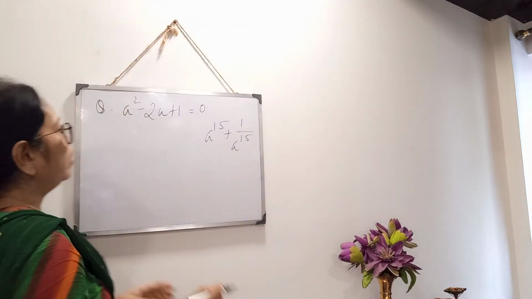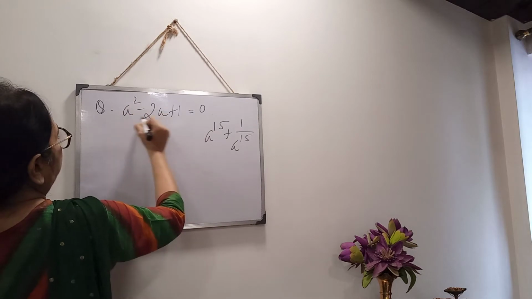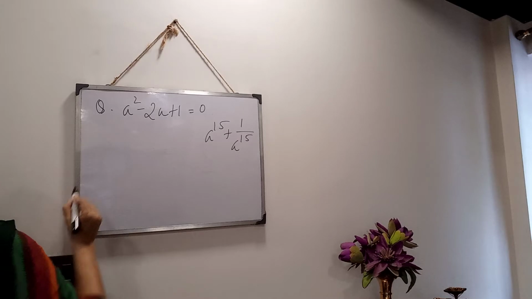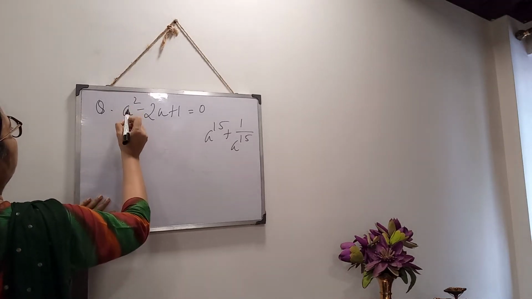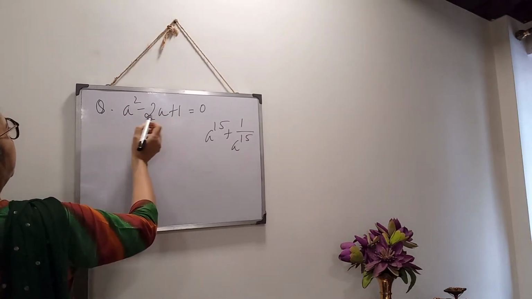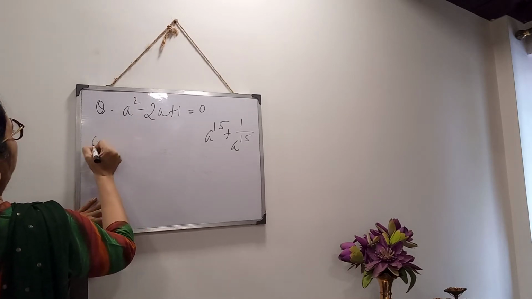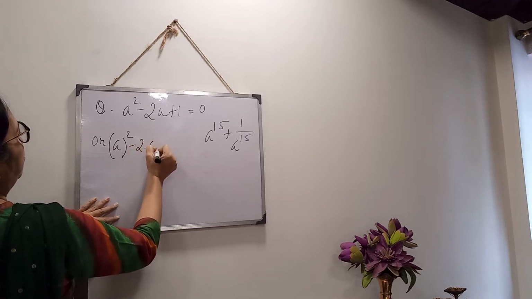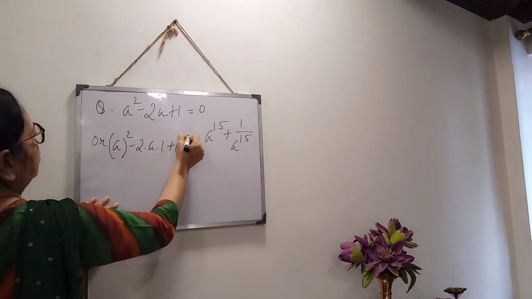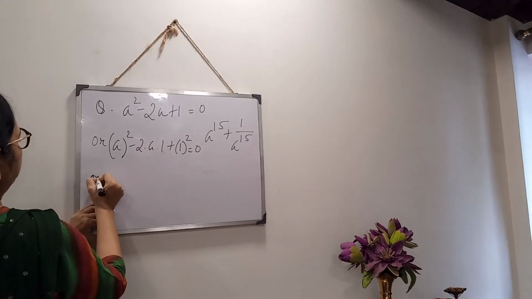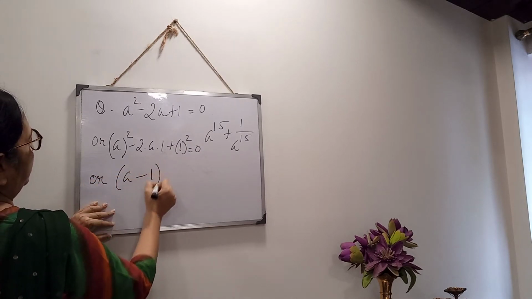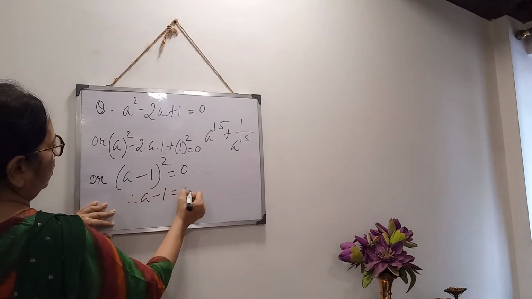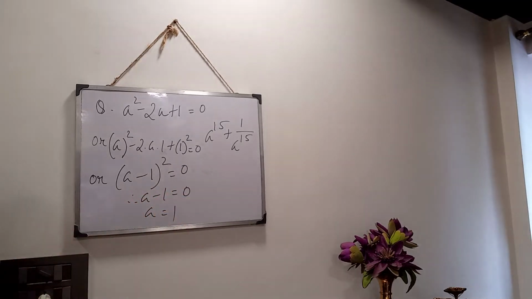So, what to do? From this equation, we have to find out the value of a. Now, you have noticed here it is in the form of a minus b whole square formula. How? We can write it in this form: a square minus 2 into a into 1 plus 1 square equals 0. That means a minus 1 whole square equals 0. Therefore, a minus 1 equals 0. Value of a is coming 1.